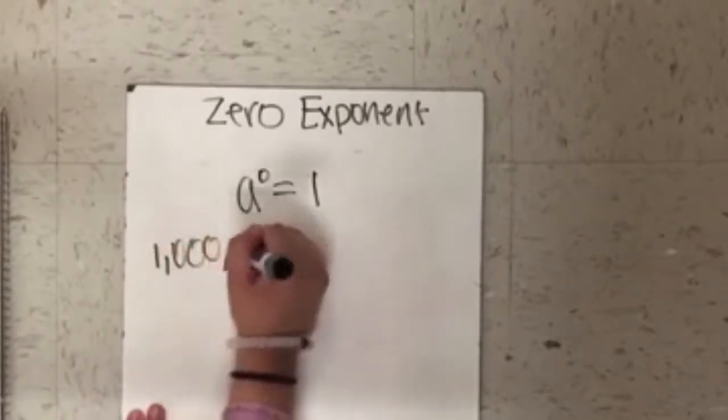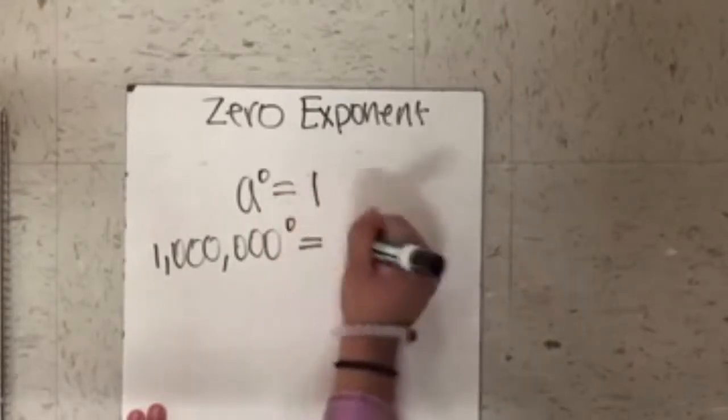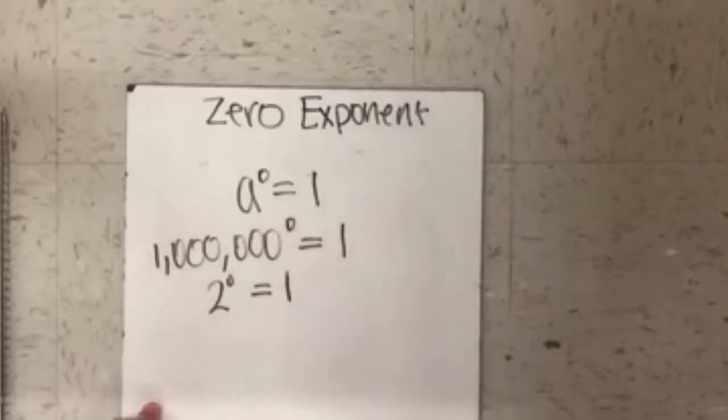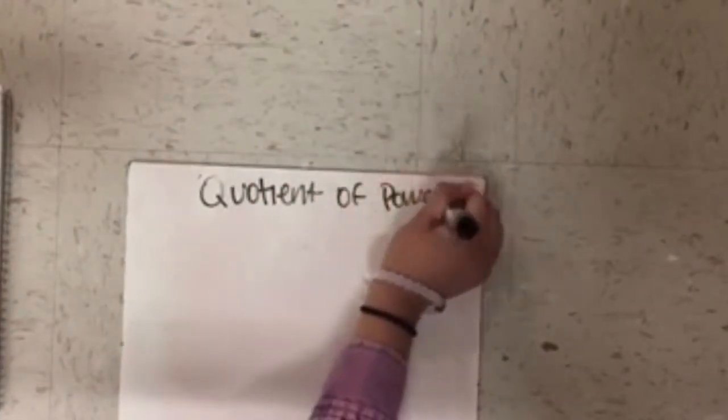So we'll have, as an example, 1 million to the 0th power equal 1, and 2 to the 0th power equal 1. Anything to the 0th power will equal 1. Our next one is quotient of powers.